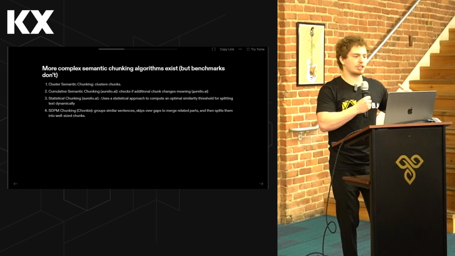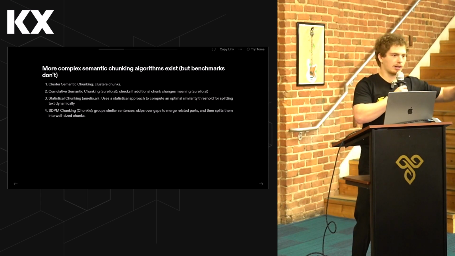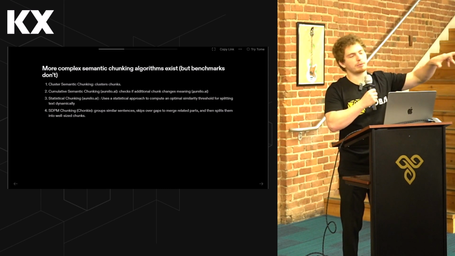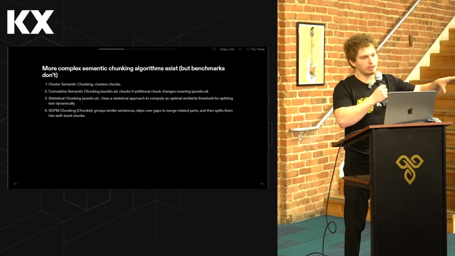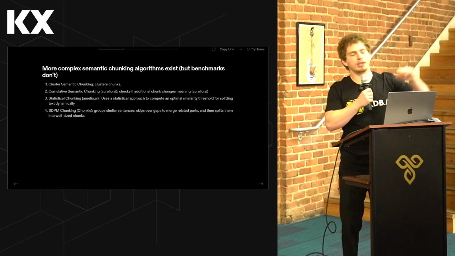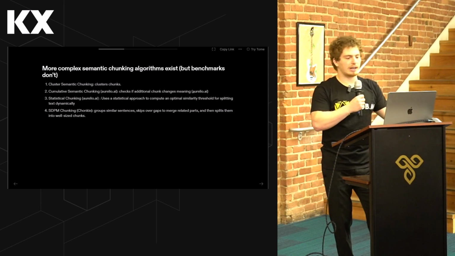Another good strategy is cumulative semantic chunking, where instead of checking whether a segment is different from the previous segment, you instead check whether it is different from the accumulation of some of the previous segments. So this is just an optimization, and it seems to work well.